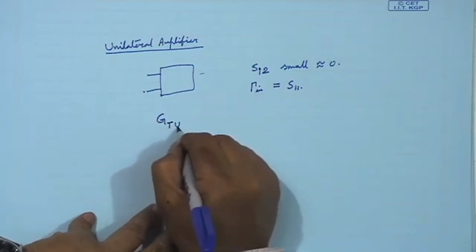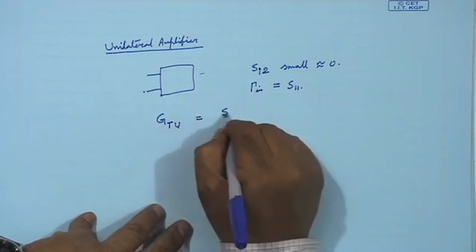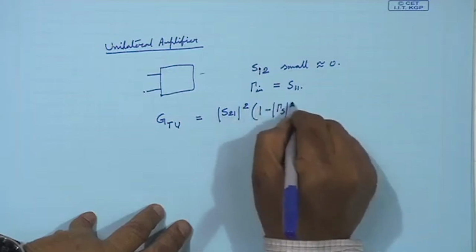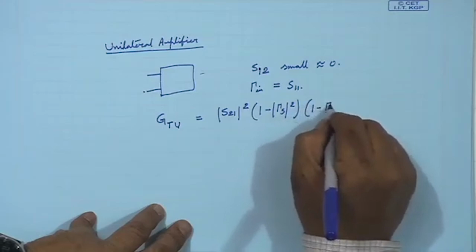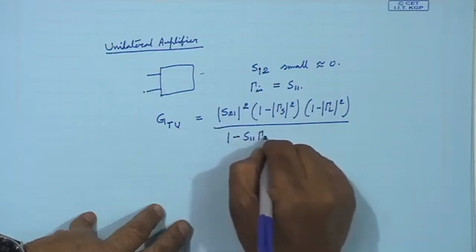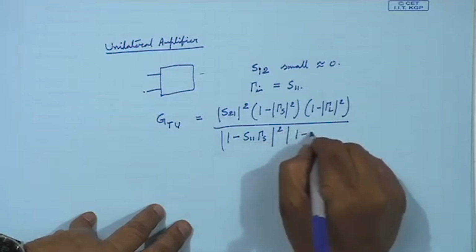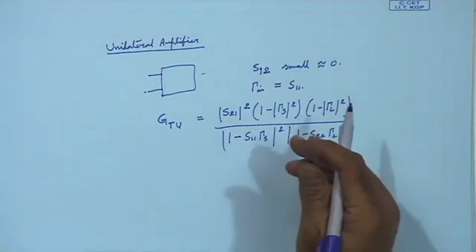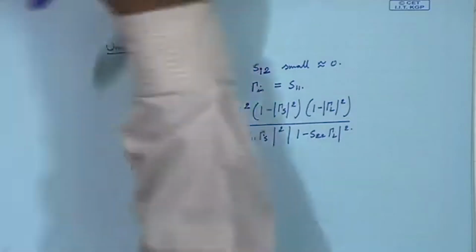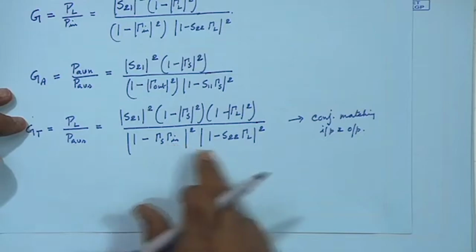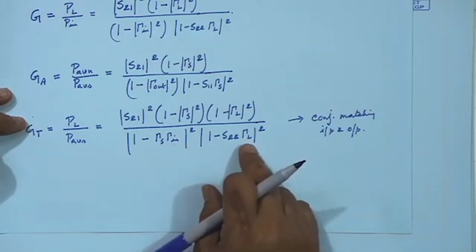this transducer gain for the unilateral case will turn out to be S21 squared times 1 minus gamma S squared times 1 minus gamma L squared, divided by 1 minus S11 gamma S squared times 1 minus S22 gamma L squared. How is it different from the transducer power gain for the non-unilateral, that means the general one? You see the GT expression there, there is the presence of this input reflection coefficient and output load reflection coefficient.